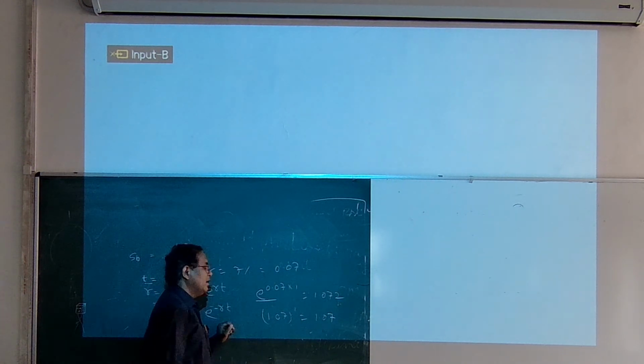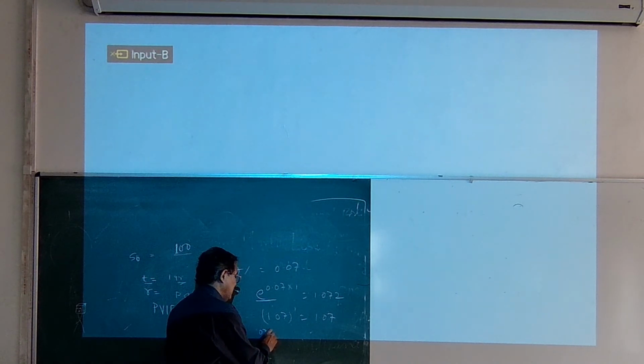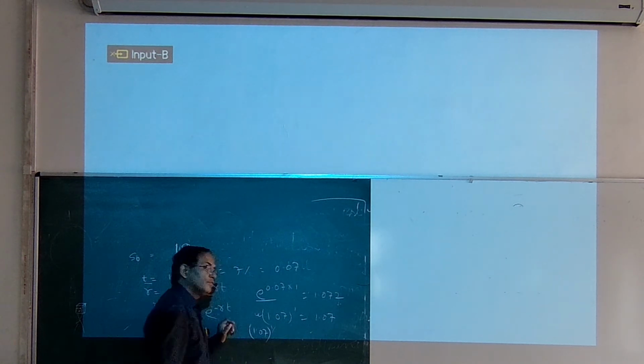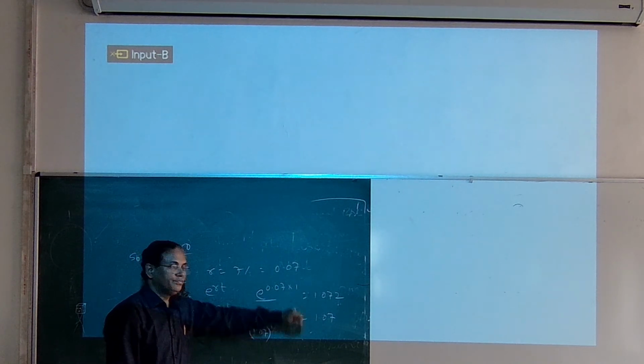You want to make another change, you can look into 0.07 per annum to the power 1 upon... no, let it be that continuous way. Let it be this figure, but for academic purposes, you have to calculate this way.